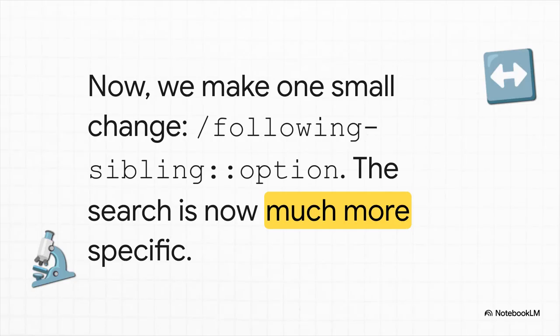Okay, let's hit rewind. We're back at our developer option. This time, we're just swapping one little word. Instead of following, we're going to use following sibling. The request now is much, much more specific. And look at that. The result couldn't be more different. Instead of 233, we get just 4. That is a massive change from one tiny edit to our XPath.